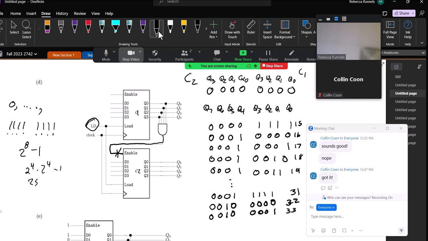256 minus 1, or 255. So the count sequence is 0, 1, 2, 3, up to 255, and then back to 0, 1, 2, 3.